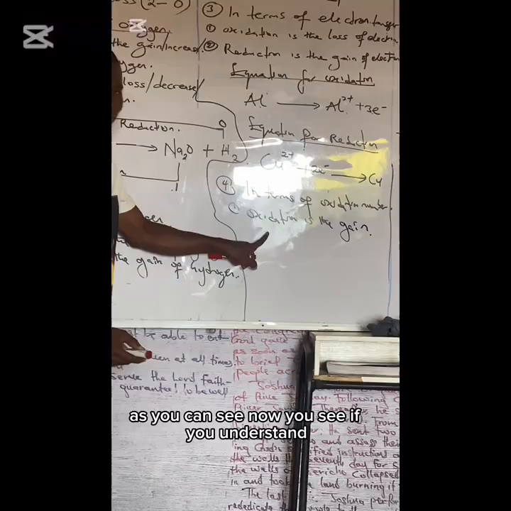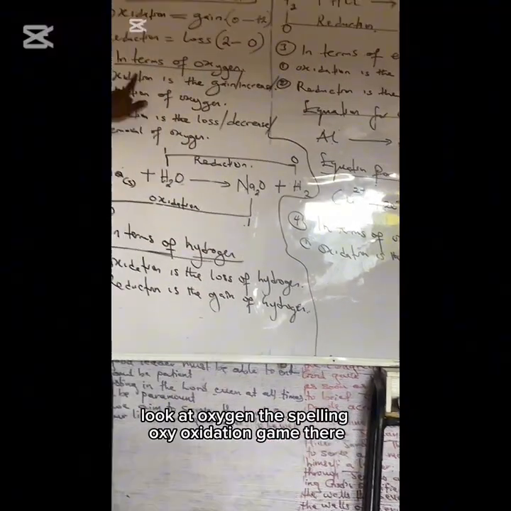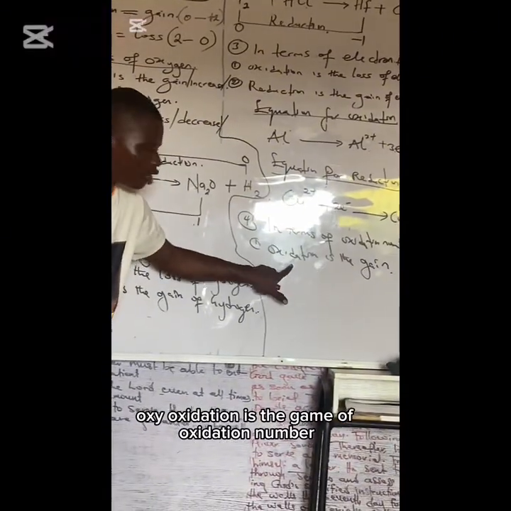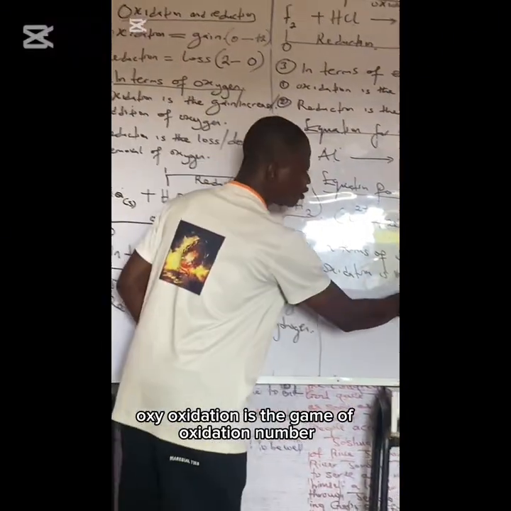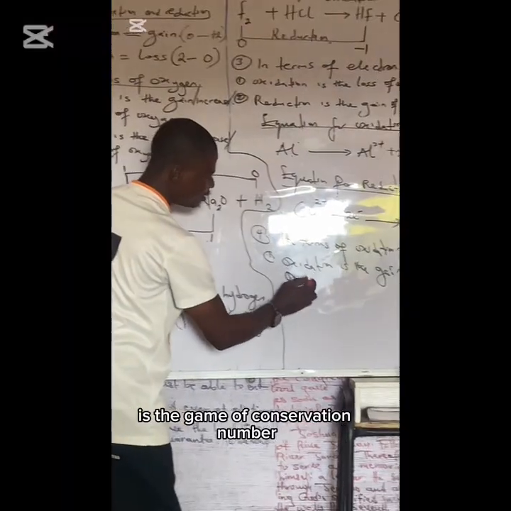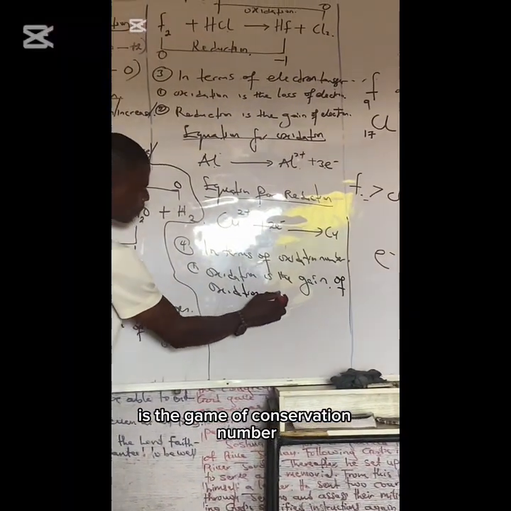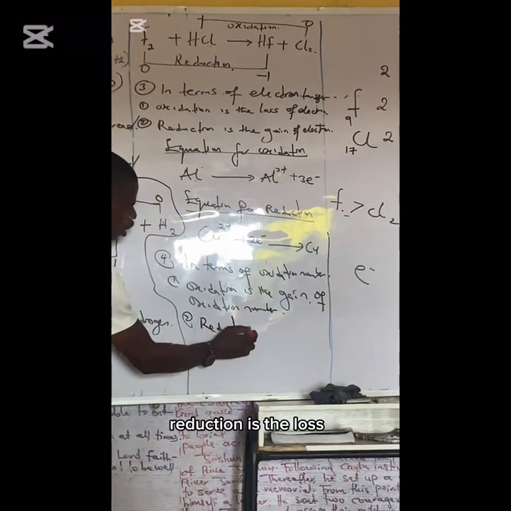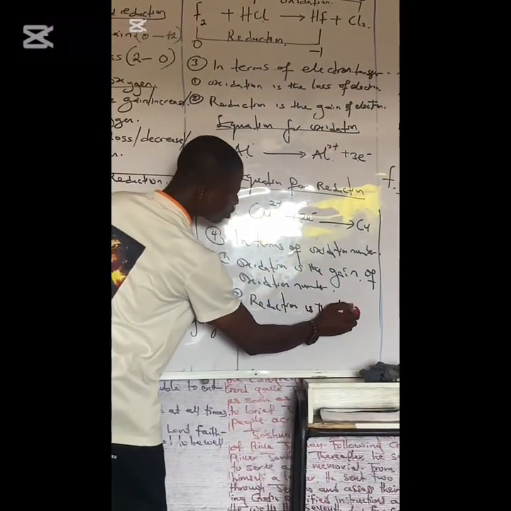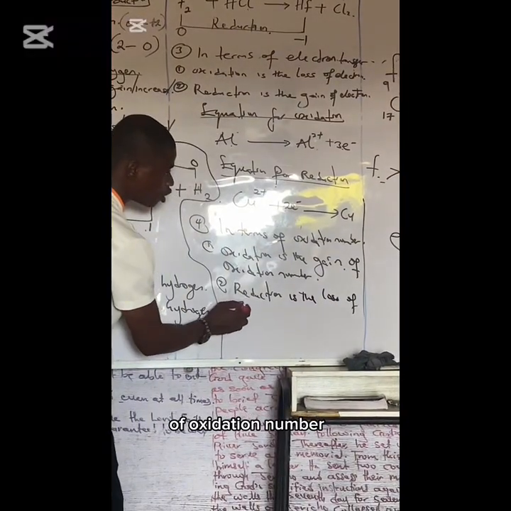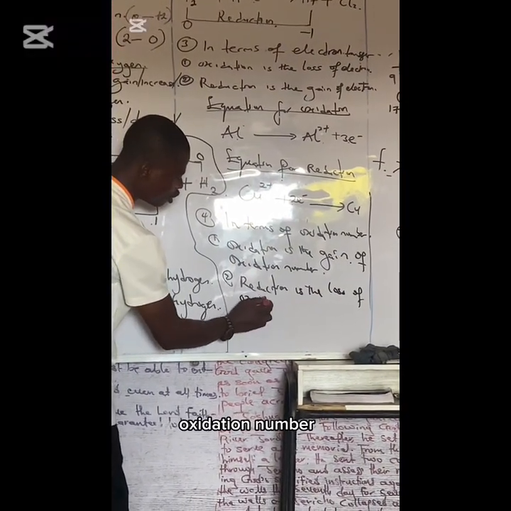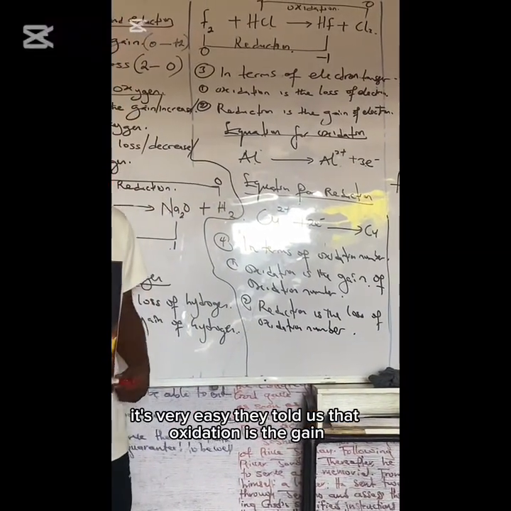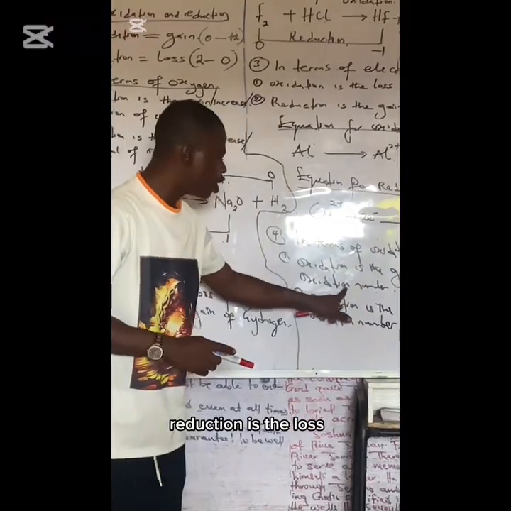As you can see now, it's easy to understand. Look at oxygen, the spelling, oxidation, gain there. Oxidation number: oxidation is the gain of oxidation number. While reduction is the loss of oxidation number. So an equation to back it up in the exam is very easy. They told us that oxidation is the gain, reduction is the loss.